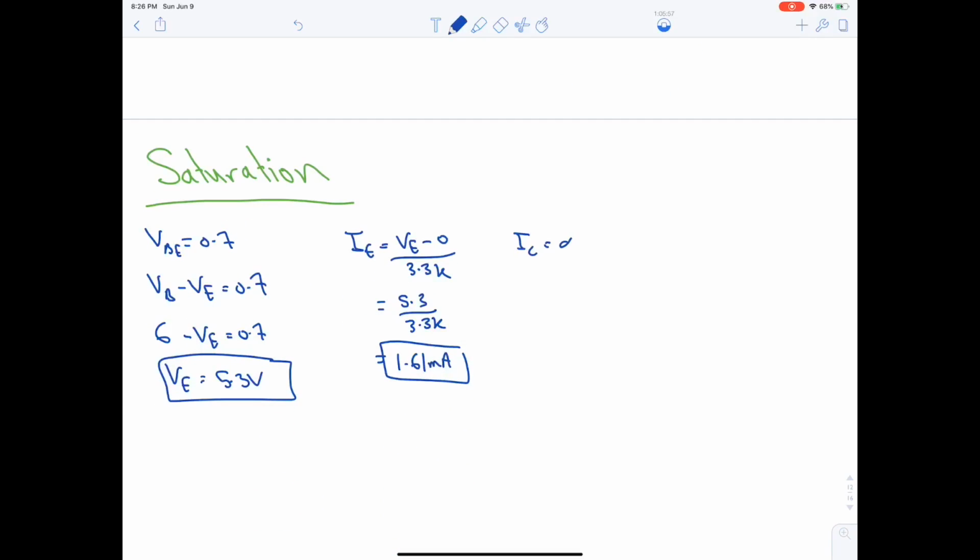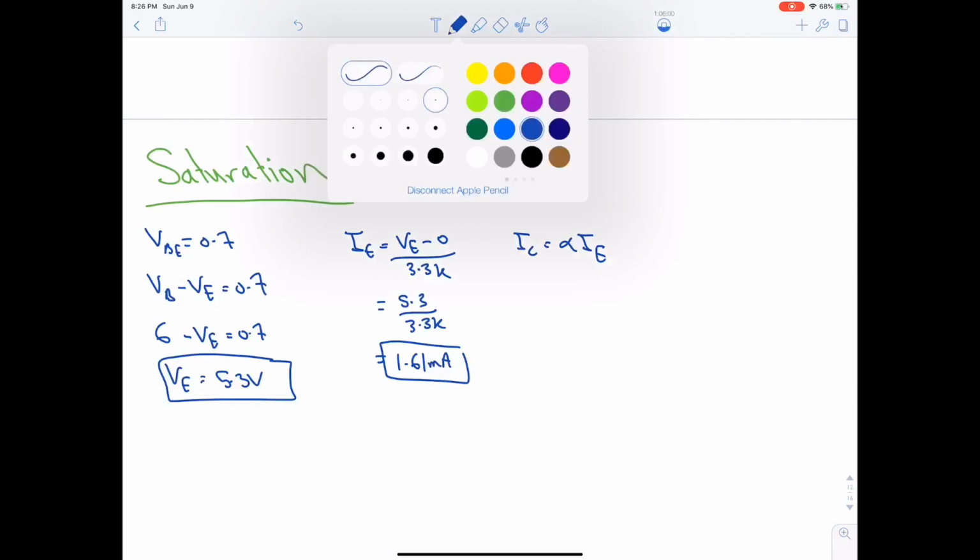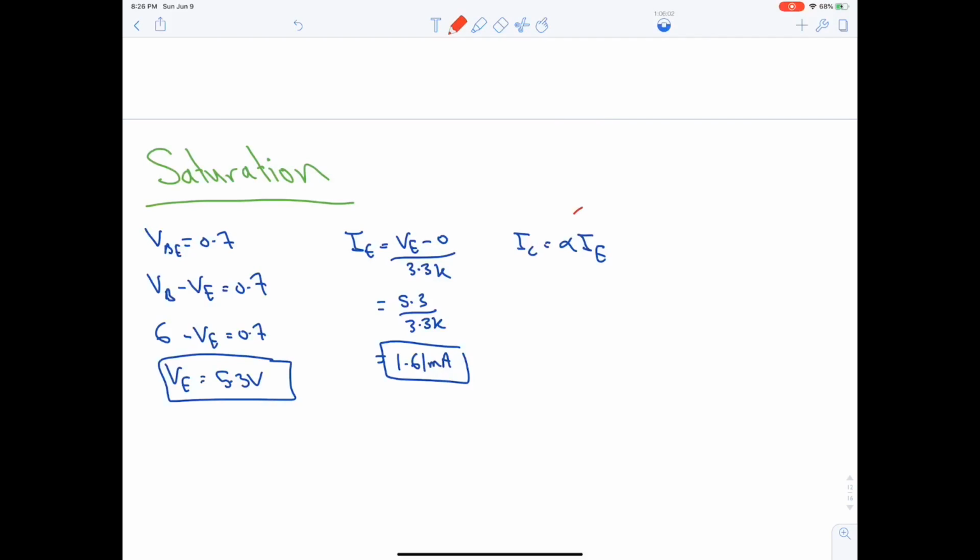IC is equal to alpha IE. Now we are not allowed to use this equation. Why? Because we found alpha from beta. We said alpha is equal to beta over beta plus 1. And beta is no longer beta, it's beta forced. So we have to think of another way.